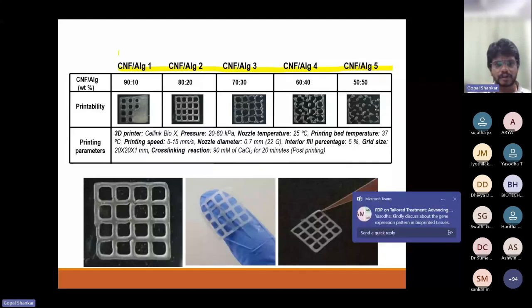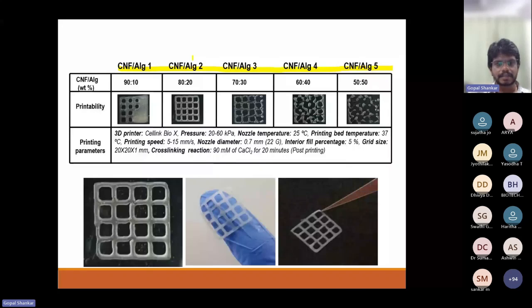You see we have different compositions, and you can see that with this composition, that is 80:20, we were able to get the typical grid-like pattern. We printed this material using the Cell-Link BioInk and the Cell-Link BioX printer, and we had the optimized pressure somewhere between 20 to 60 kPa, and the nozzle temperature was 25. The printing bed temperature is 37 degrees, and the speed, you see here, we optimized between 5 to 15 per second.